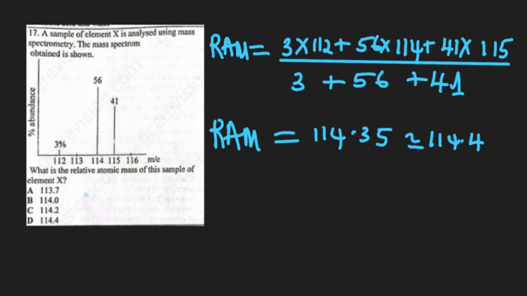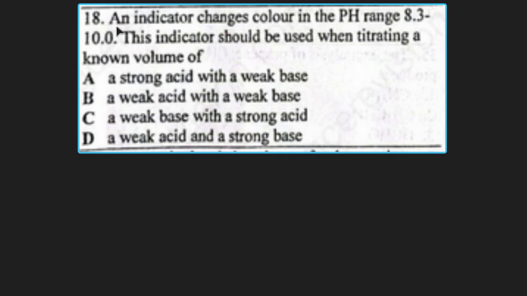So our best option here is going to give us D. Question number 18. An indicator changes color in the pH range 8.3 to 10.0. This indicator should be used when titrating a known volume of... So we see that the equivalence point lies within the basic zone. It means that the base should be stronger and the acid should be weaker. That is why the equivalence volume is actually at the basic zone.